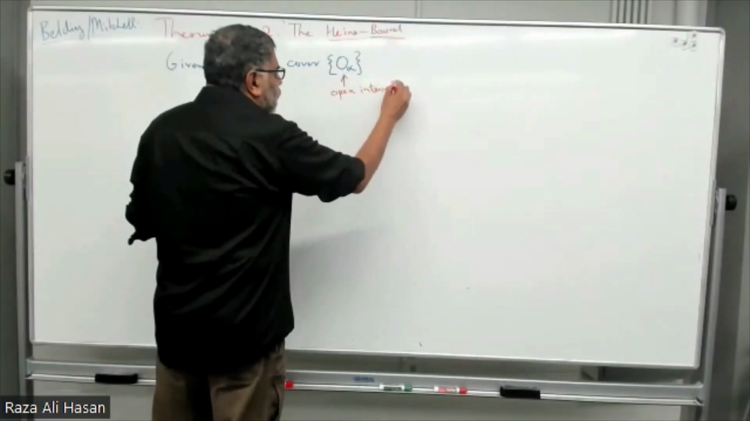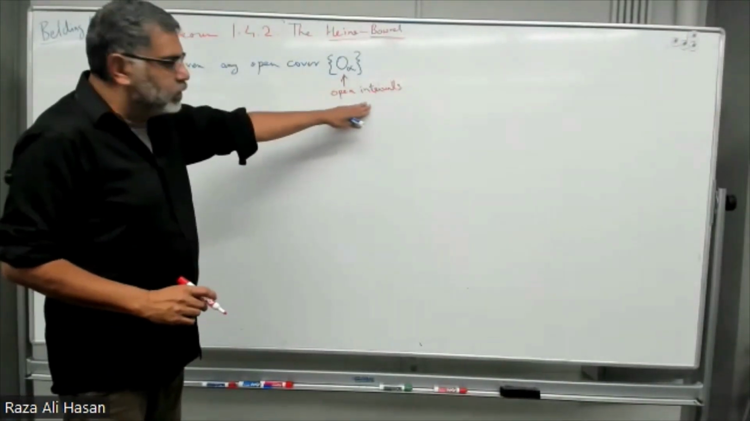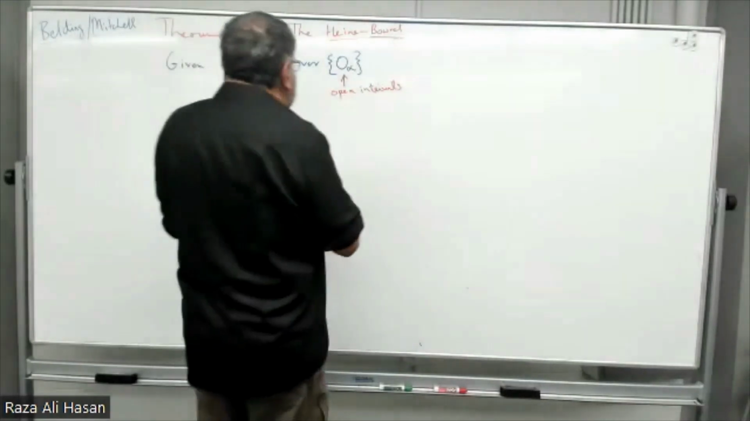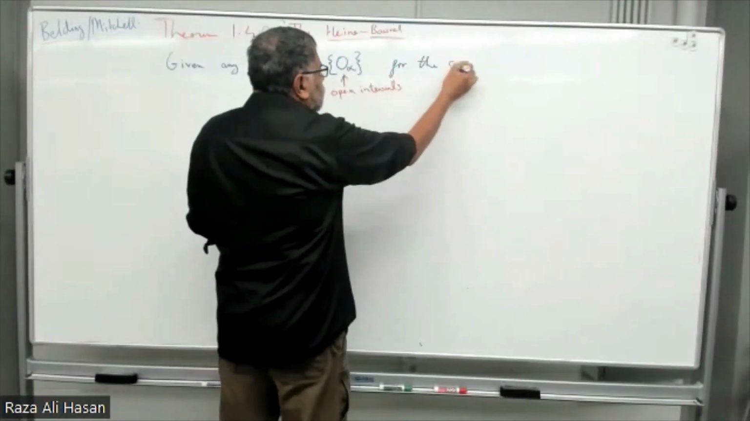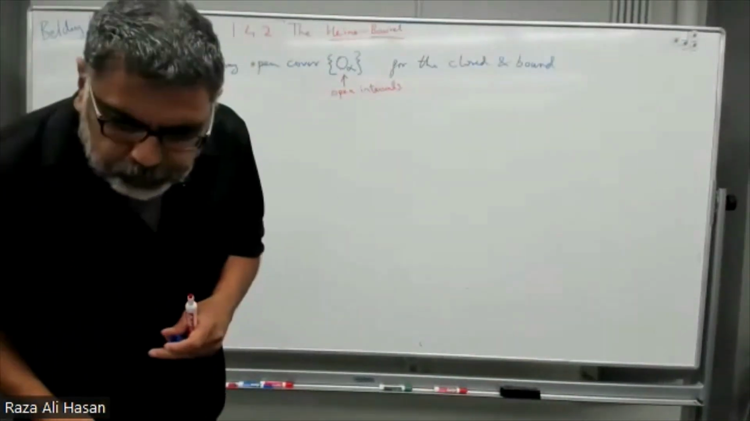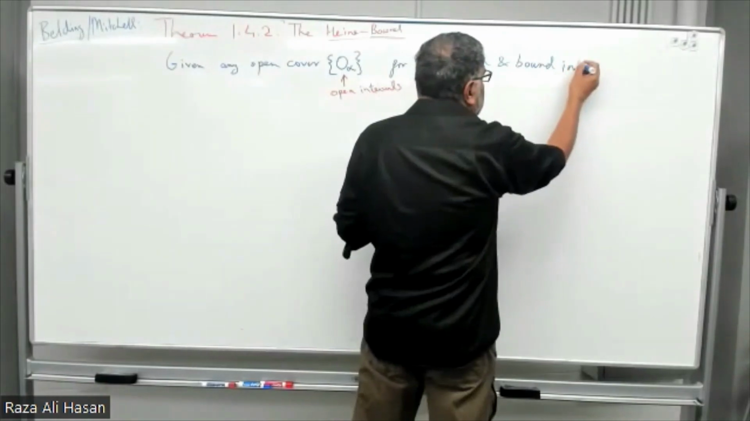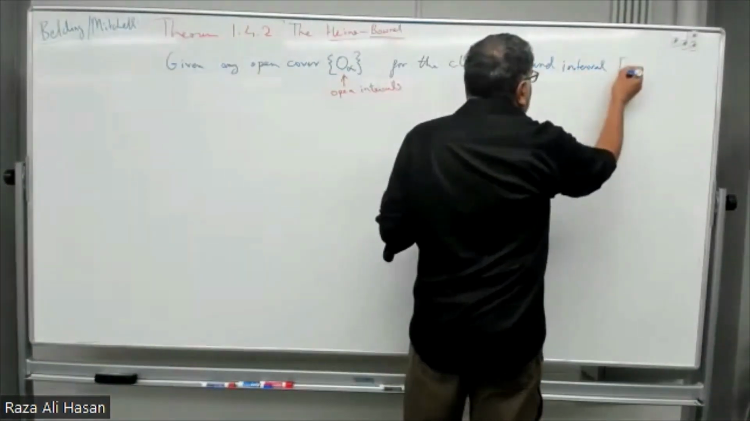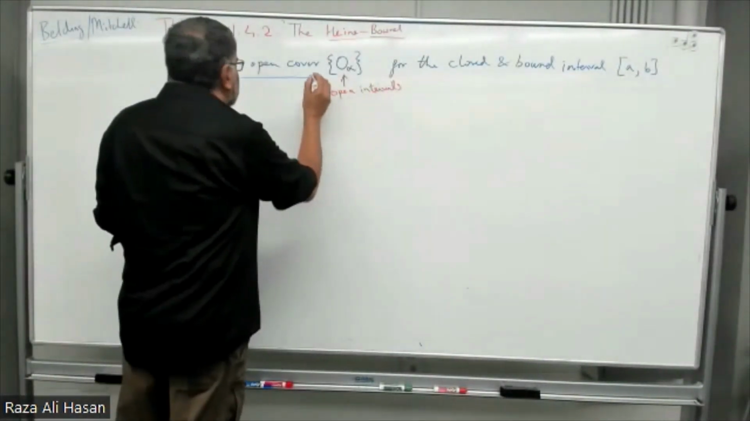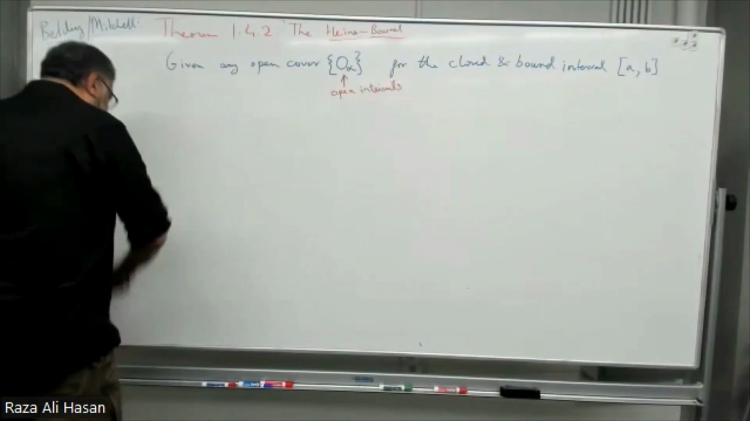And then I will always do. So given any open cover, which is a set that contains open intervals, however many, whatever the number, for the closed and bounded interval. Yep, that's what they say. I could put interval here. Interval [a, b]. This is the statement of the theorem, just the first line of the statement of the theorem.